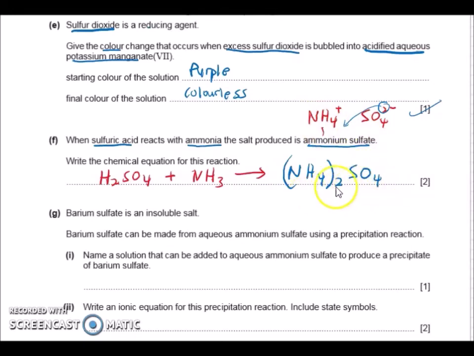Now we try to balance this. Sulfate group, there's no changes. If you look at nitrogen, here got 2. So here we make it into 2. So here we have 2 nitrogens. Hydrogen here got 8. And here got 2 plus 6. Yeah, you got 8. Yes, it's balanced now. So you got that 2 marks.